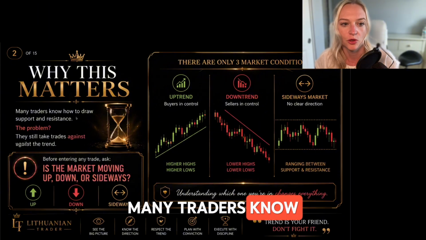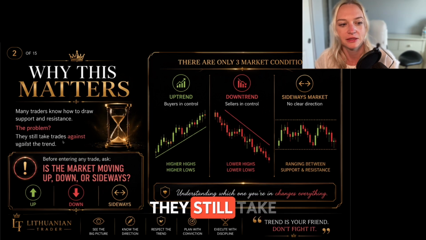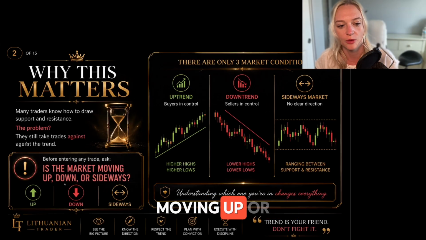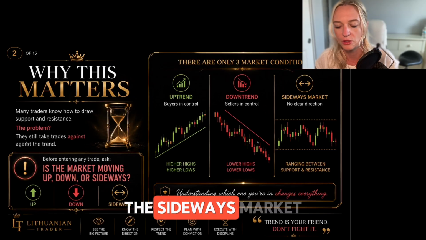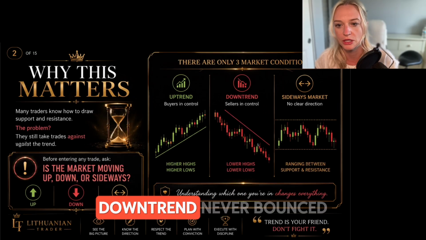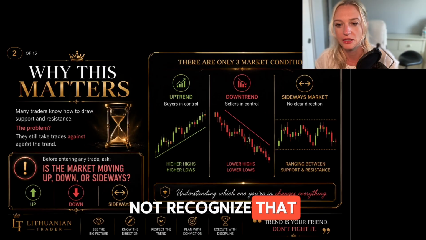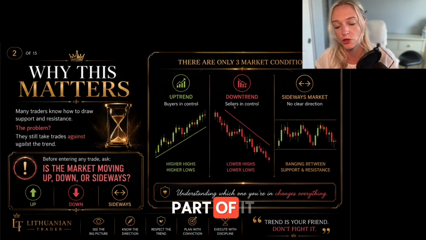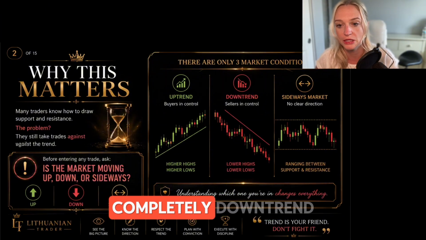Many traders know how to draw the support and resistance, but they still trade against the trend, right? Before entering any trade, is the market moving up, down, or sideways? Today, I got caught totally in a sideways market. It was a total downtrend, never bounced, and I got caught in it. I did not recognize that there was a downtrend. I thought it was a pullback for it to go up. Part of it was being a bull trap, part of it was not recognizing that it was a completely downtrend.